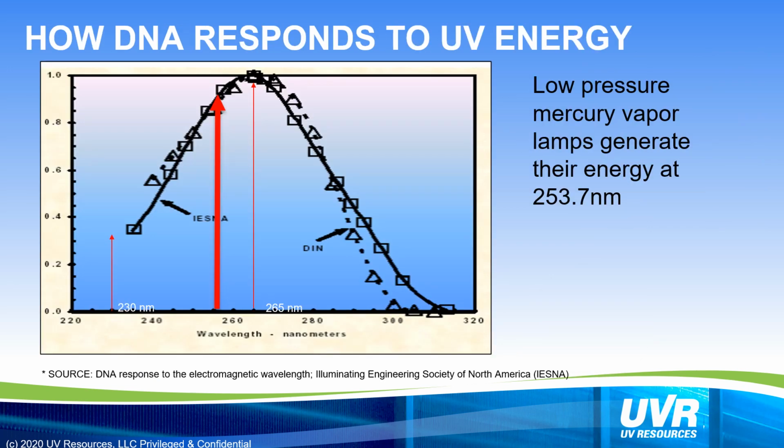The DNA in the cell starts to respond to UV energy at around 230 nanometers, maxes out at 265, and then drops back off into the 320 spectrum. So as I mentioned earlier, germicidal lamps that are low pressure mercury vapor lamps, they put their wavelength out at 253.7, which is this large red line here. It's very close to the high spectral line of 265.